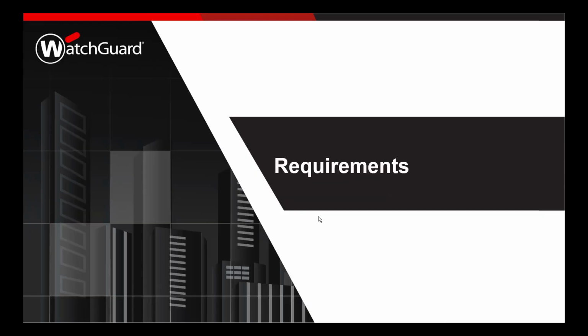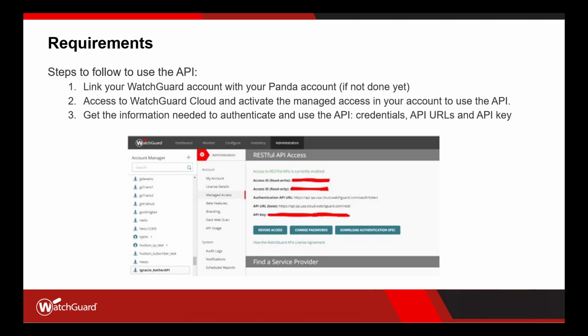The requirements in order to use the API are simple. You just need to follow the next steps. Link your WatchGuard account with your Panda account, log into WatchGuard Cloud and activate the Managed Access in your account, and get the credentials, the API key, and URLs needed to authenticate and use the API.